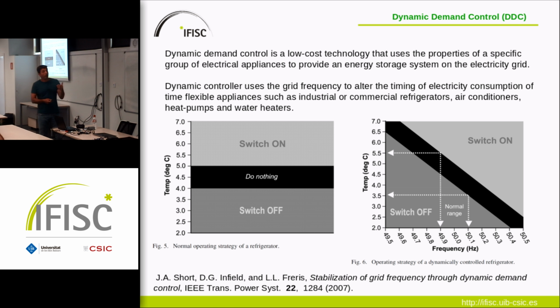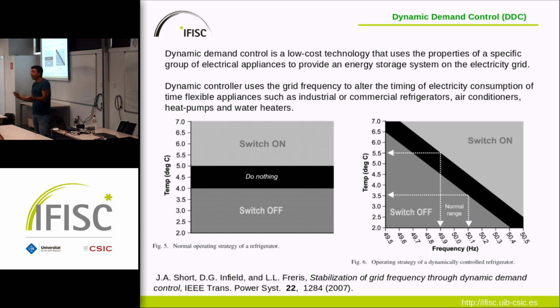So what they propose is, instead of having constant thresholds on the thermostat, the threshold depends on the frequency of the system. So you monitor the frequency, and if the frequency is higher, you want to keep the device on. The fridge keeps on, and in this case, for instance, it cools down till 3. And it's still okay. So if there is a lot of energy available, the fridges are storing that energy in the shape of cold.